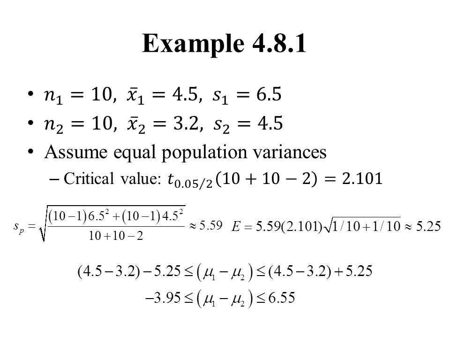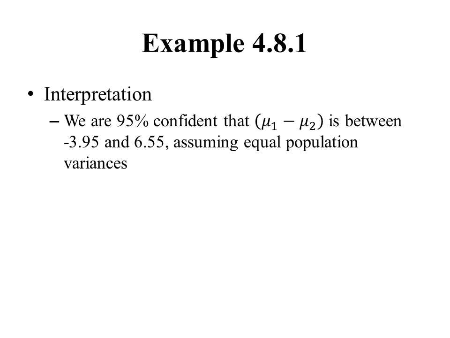Then we'll put that all together to form our confidence interval. Here's the difference of our sample means, subtract the margin of error, add the margin of error, do that arithmetic, and there we get our confidence interval estimate of mu1 minus mu2. Now we interpret this in the same way as we've interpreted every other confidence interval. We would say that we are 95% confident that the difference mu1 minus mu2 is somewhere between negative 0.395 and positive 6.55, assuming equal population variances.